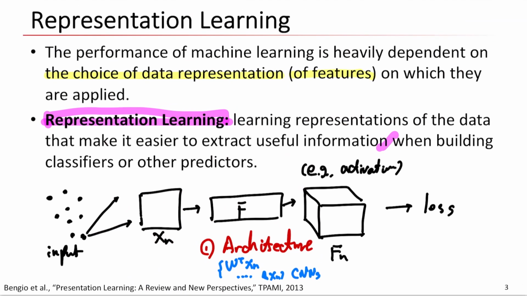So representation learning is first about the architecture. And another thing is the training scheme, such as the loss or the optimization, something like this, right? So this kind of thing is representation learning.